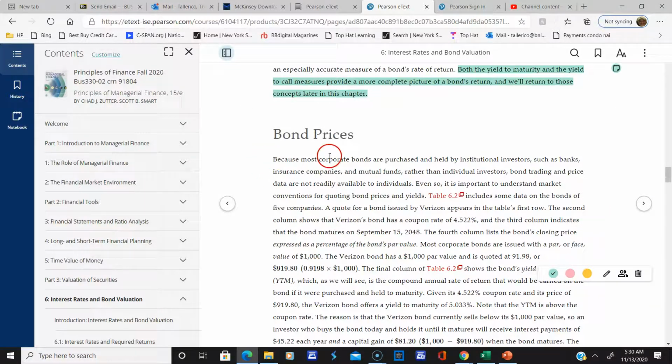All right, so bond prices, as I said, start out when you buy a brand new issue at par. Most corporate bonds are purchased and held by institutional investors such as banks, insurance companies, and mutual funds rather than individuals. But you can buy them, and I own bonds, right? Bond trading and price data are not readily available to individuals, but you'd have to call a broker.